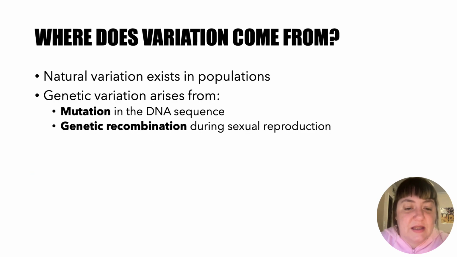So variation is the raw material for breeding, but where does this variation come from? Of course, natural variation is going to exist in wild populations, natural phenotypic and genetic variation. But ultimately, all genetic variation originally arose from a mutation in the DNA sequence of the organism. And the other source of genetic variation is genetic recombination between different mutations and different alleles during sexual reproduction. So here are your two places you can get variation, and I'm going to talk about those more in the next section of this lecture.